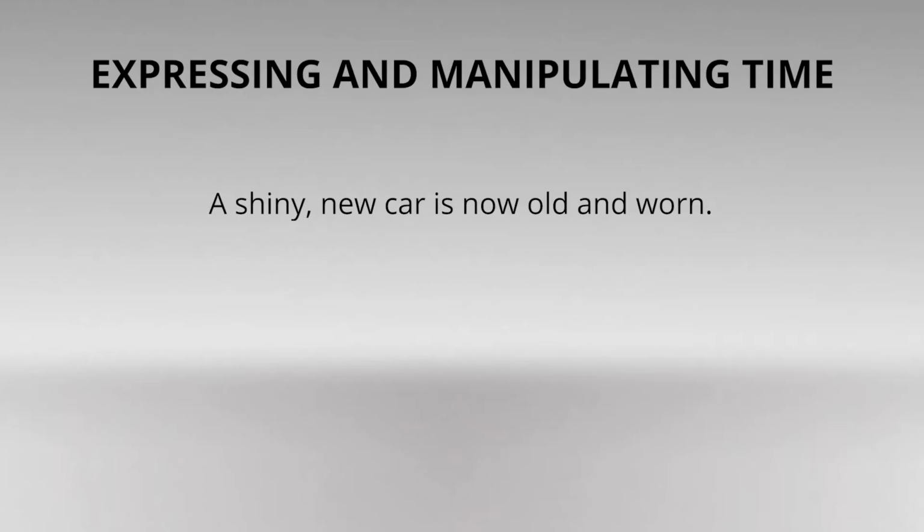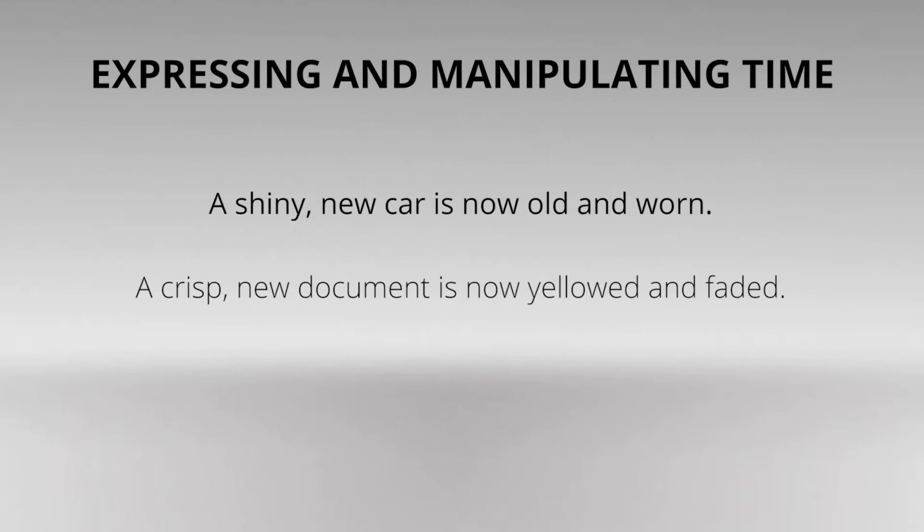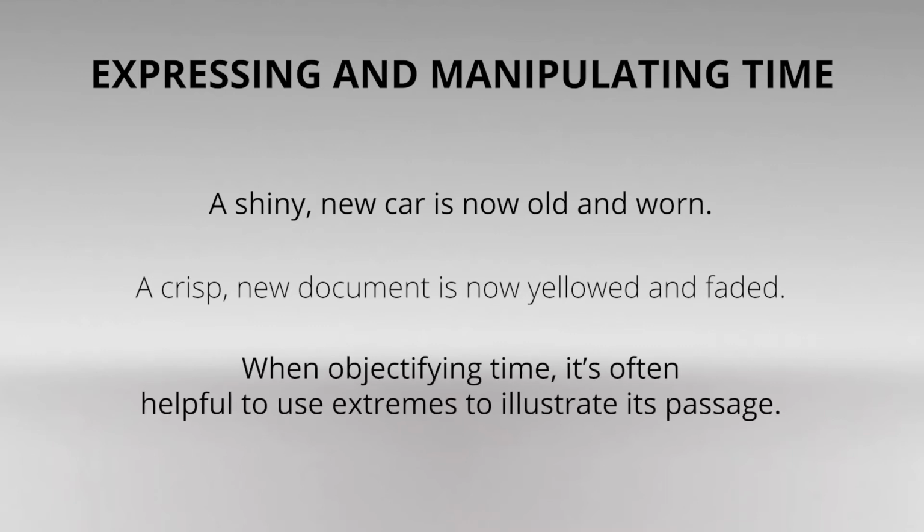Props and locations can show age too. A shiny new car is now old and worn. A crisp, new document is now yellowed and faded. When objectifying time, it's often helpful to use extremes to illustrate its passage. Richard Linklater's award-winning film Boyhood is a great example of illustrating the aging process practically.